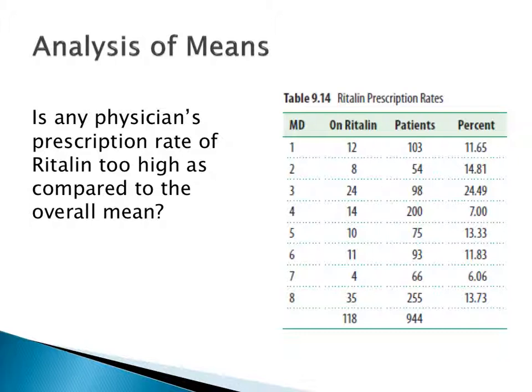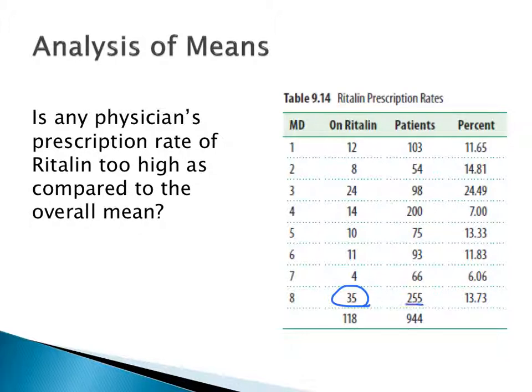This is a great example of using an analysis of means where we're looking at physicians' prescription rate of Ritalin and trying to decide, is it too high compared to their colleagues? Now, of course, I don't have to tell you what's wrong with this. We should also be asking, is it too high compared to standard of practice established by some good benchmarks? But we're just looking at our own physicians and comparing their prescriptive patterns, and it looks like, of course, physician number 8 is much higher than the rest.